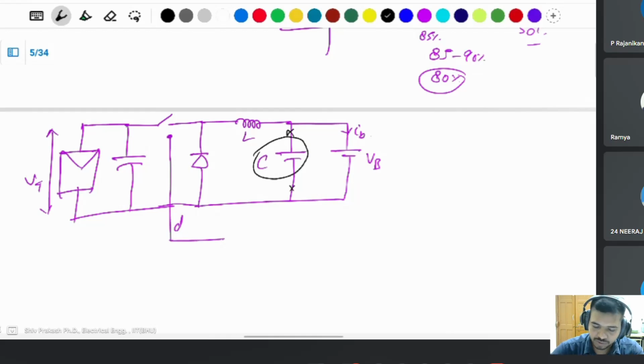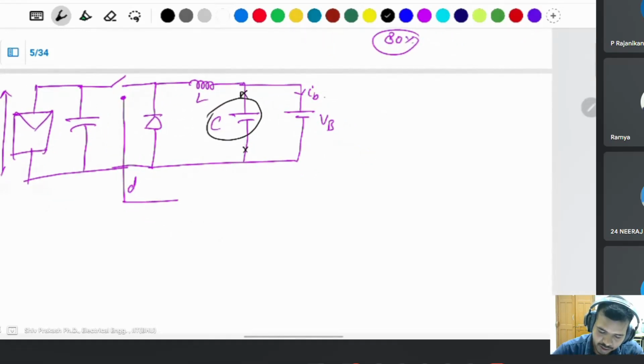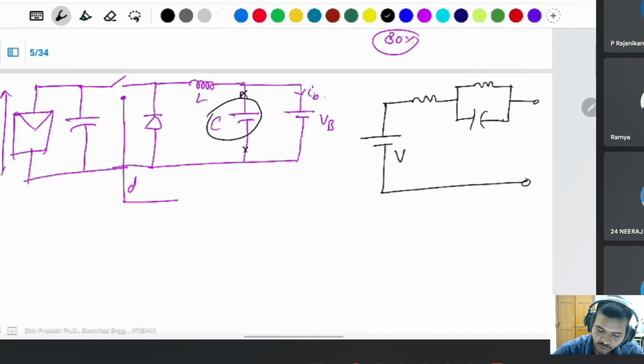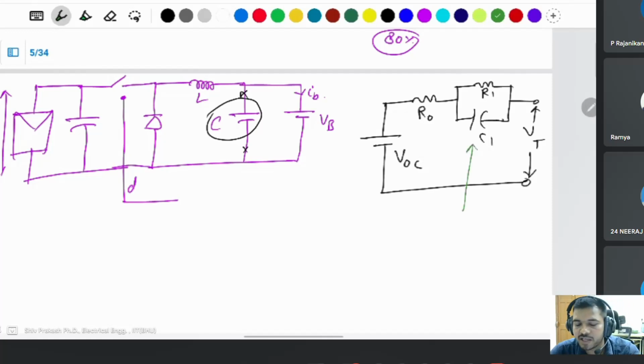If you get the data sheet of a battery and estimate the parameters of the battery, it will be like an on resistance and RC circuit. Open circuit voltage is here, internal resistance R1, C1. This is the terminal voltage of a battery, with the capacitor and voltage like that. Then you know the value of this capacitor.